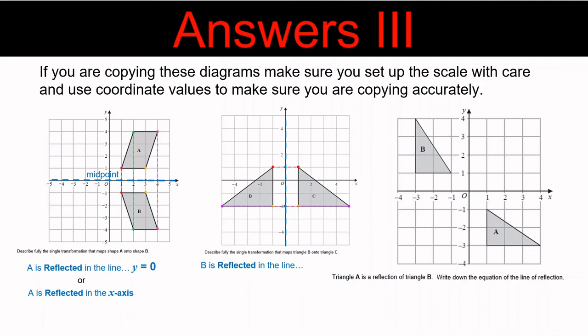What's the equation of this vertical line? It crosses the x-axis at 0, so that's the line x equals 0. Or you could say it's the y-axis. So B is reflected in the y-axis.